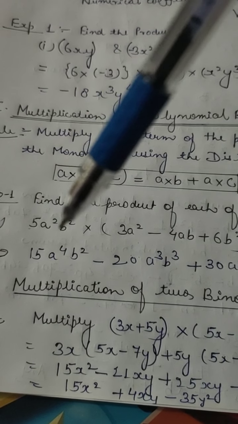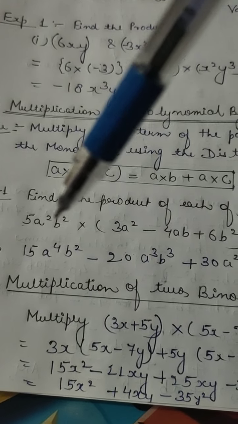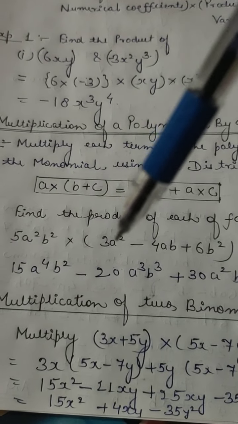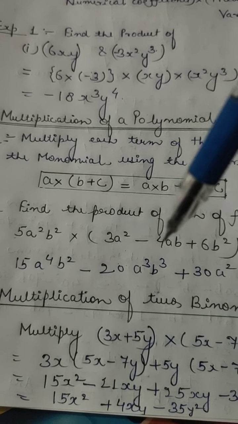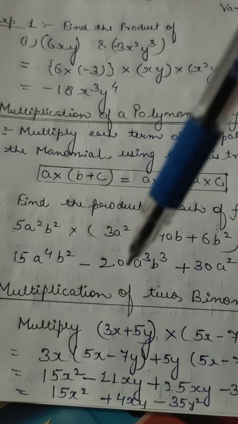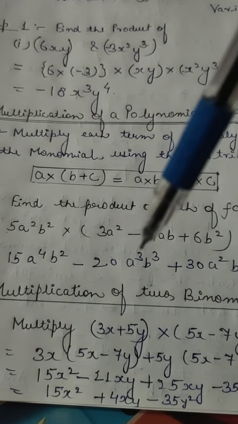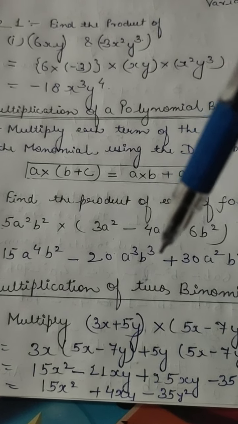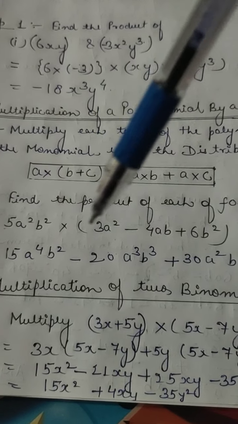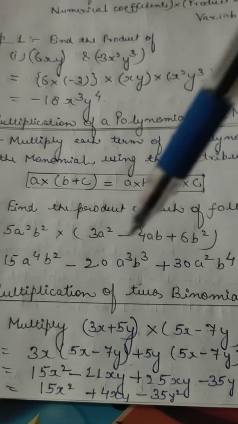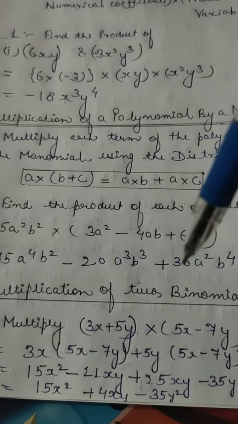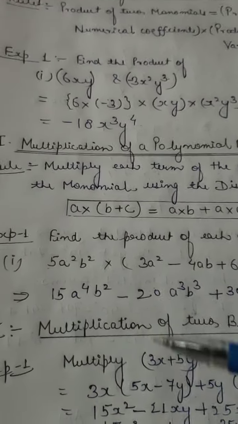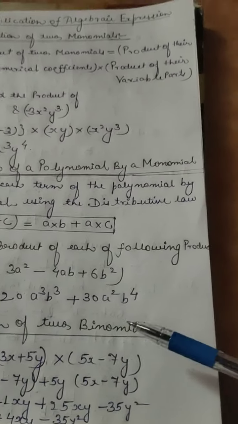A square is multiplied with a square, it will give a to the power 4 and b square will remain as it is. Then 5a square b square is multiplied with minus 4ab. 5 4s are 20 minus 20, and a square is multiplied with a, it will give a cube, and b square is multiplied with b, it will give b cube. Next 5a square b square is multiplied with 6b square, then it will give 5 6 are 30, a square b to the power 4. Clear? So this is the product of polynomial with a monomial.